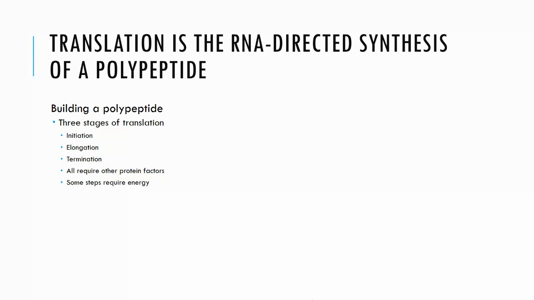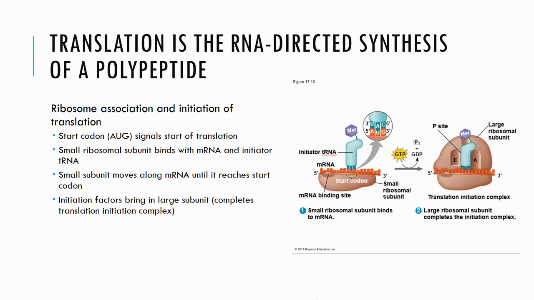There are 3 stages of translation: initiation, elongation, and termination. All of them require other protein factors for the process to occur, and some steps will require a little bit of energy. We'll start with initiation.